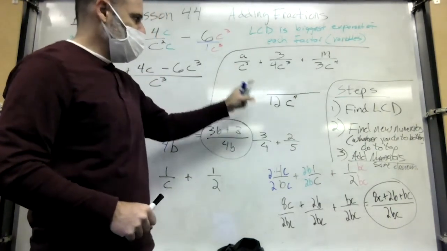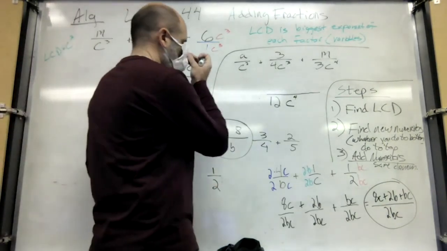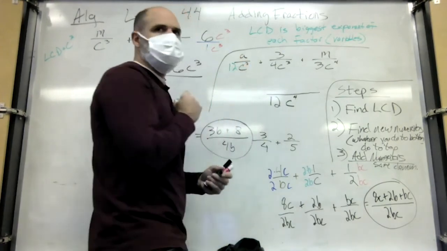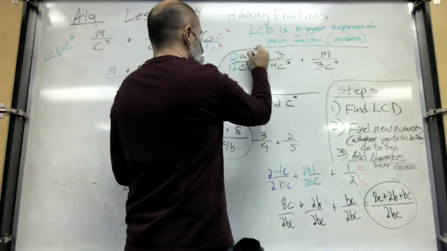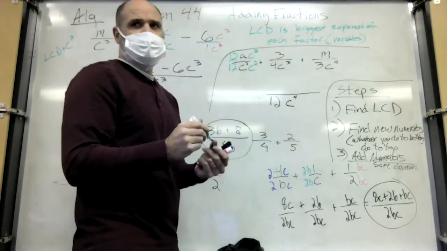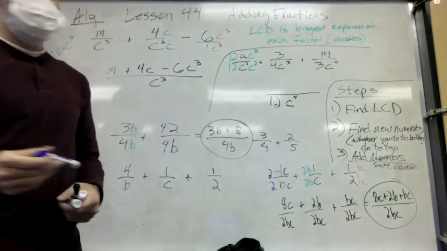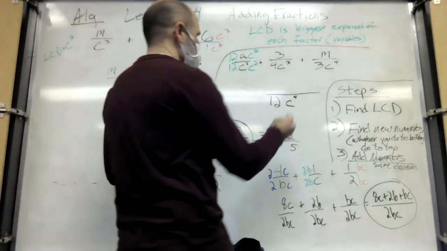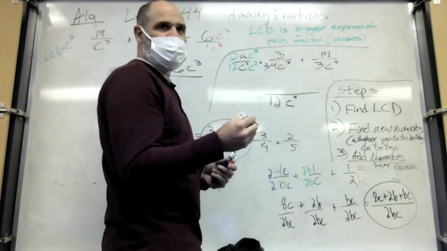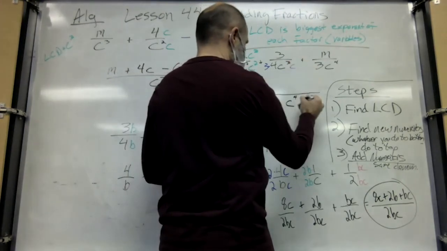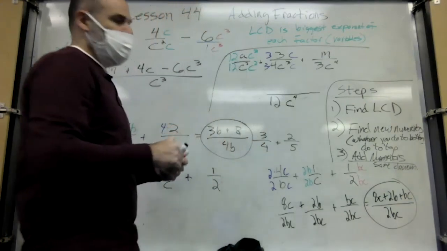Okay, how do you make c squared look like 12c to the fourth? What does it need? It needs a 12, and then how many more C's does it need? 2, so another C squared. Whatever you do to the bottom, do to the top. Nice, right? Okay, how do you make 4C cubed look like 12C to the fourth? Yep, you need a times 3, and then how do you make C cubed look like C to the fourth? One more C. Okay, whatever you do to the bottom, do to the top.